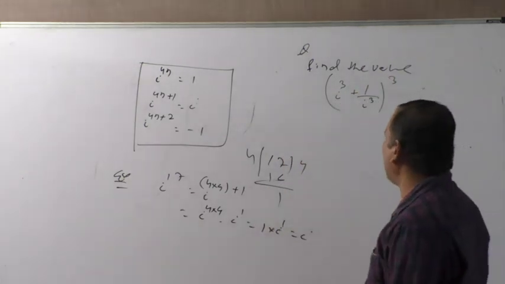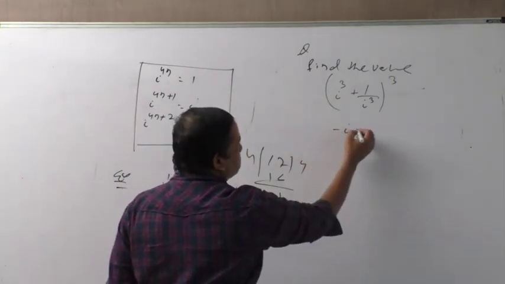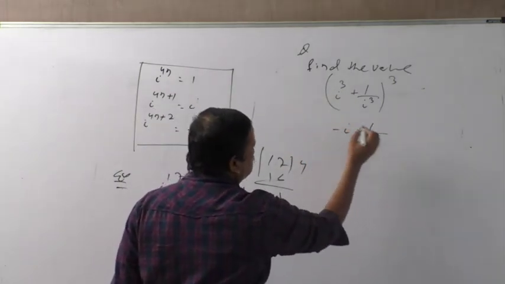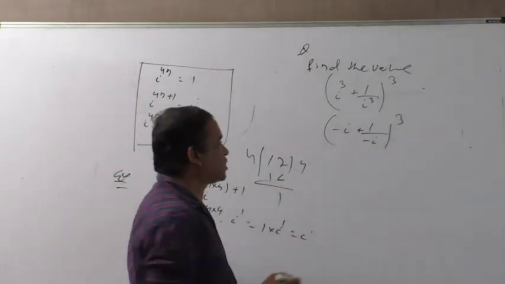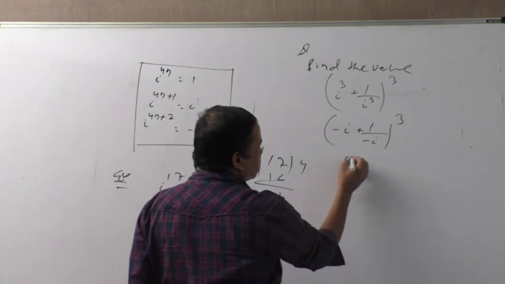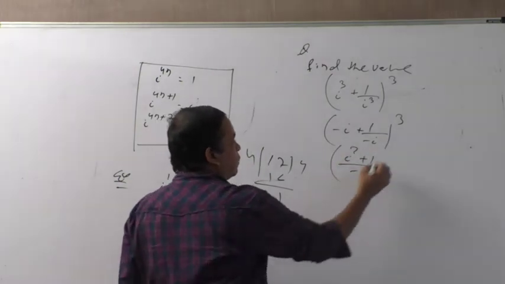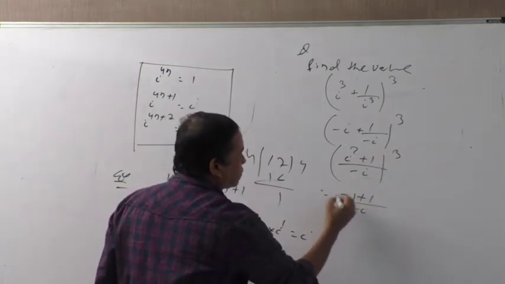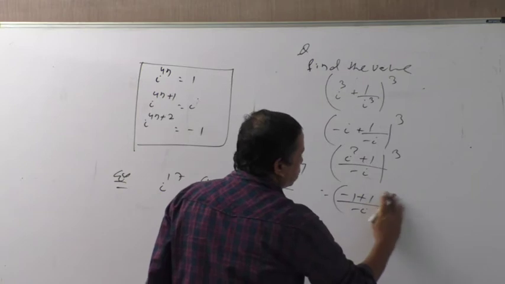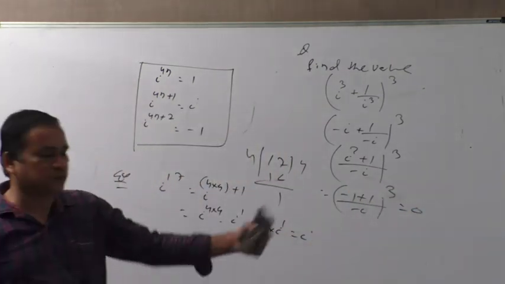How to find the value of this? Find the value of i^3 + 1/i^3. Now put the value of i^3 as minus i, and 1/i^3 is also minus i, whole cube. Directly you can take the LCM, that will be minus 1, so i squared plus 1 by minus i, whole cube. You know i squared is minus 1, so minus 1 plus 1 is 0, by something, 0 whole cube, 0.